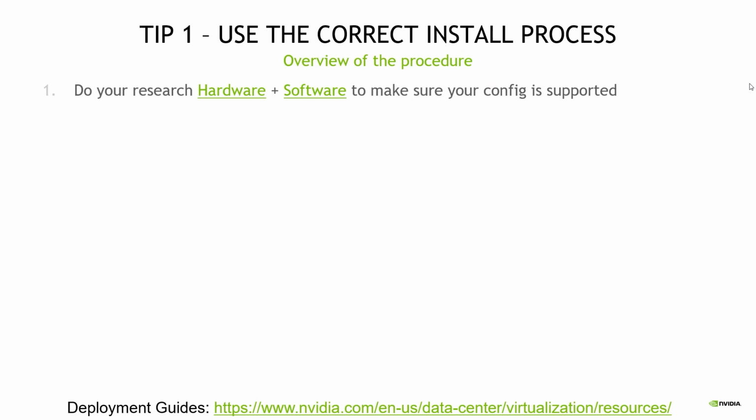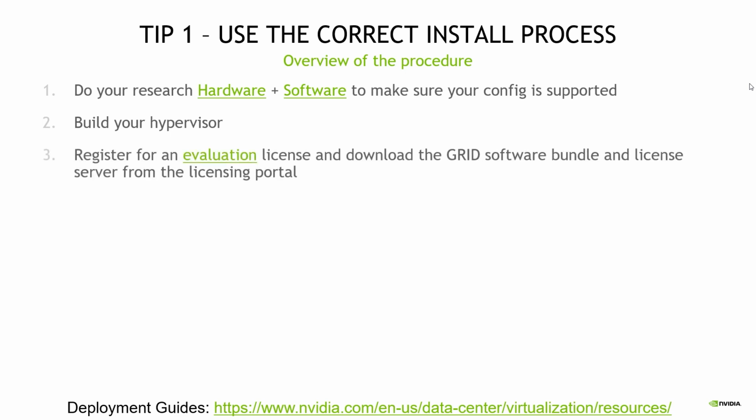My first tip is around getting the installation order right. First of all, make sure that you do your research to make sure that the hardware you're using and the software that you're installing on top of that is a supported configuration by NVIDIA. Of course, all the links that I'm going to be presenting in this webinar will be available below in the description field. Now, the next stage is to build your hypervisor, whether it's VMware, KVM, whatever, get your hypervisor up and running. That's the second stage.